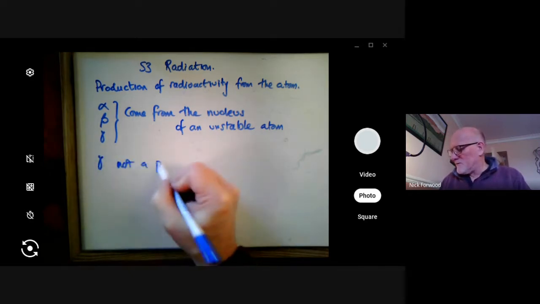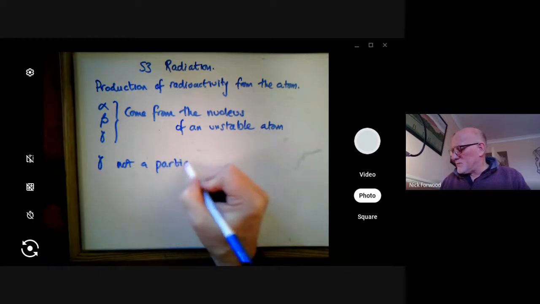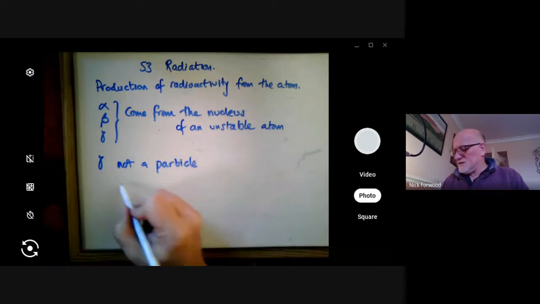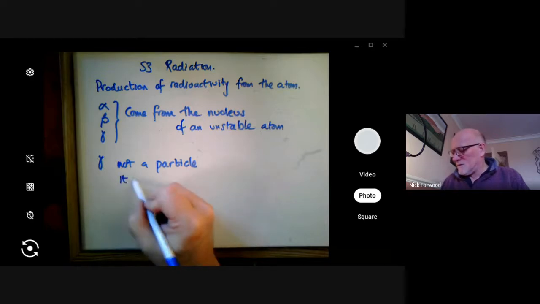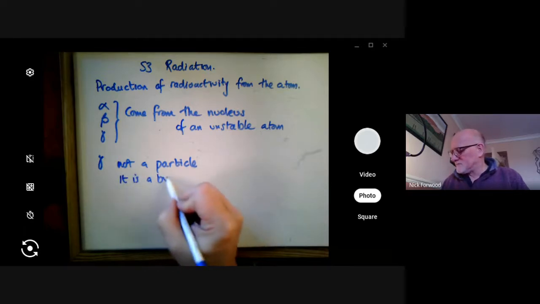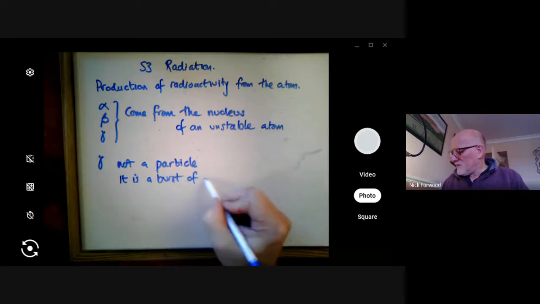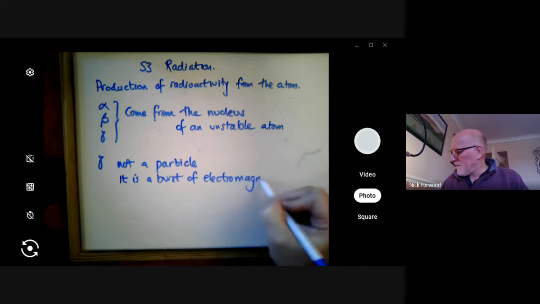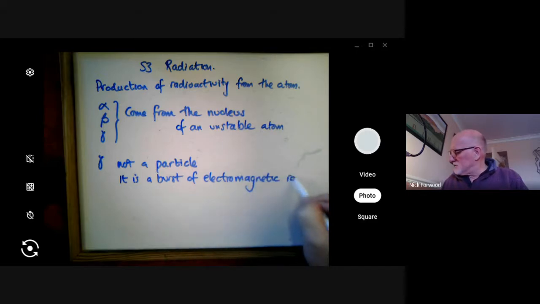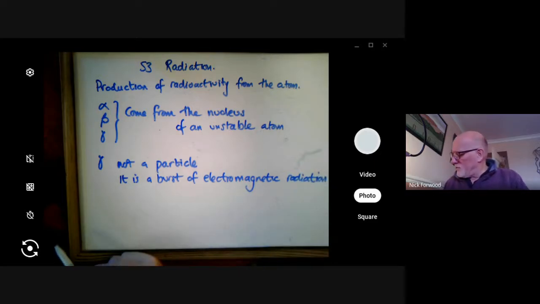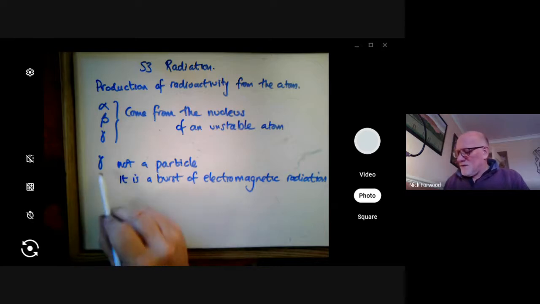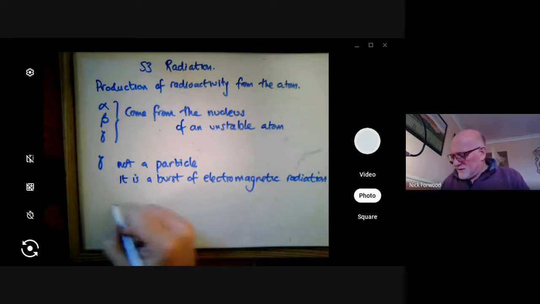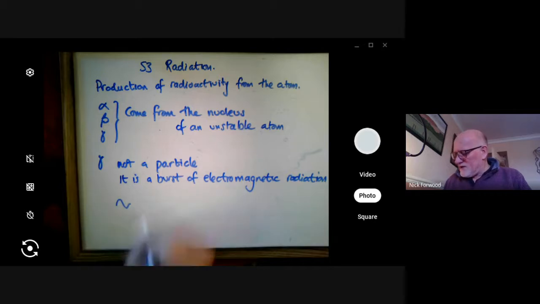Unlike alpha and beta, gamma is not a particle. What is it? It is a burst of electromagnetic radiation. And we've done loads already about electromagnetic waves. So a gamma thing is a little wave of energy that comes out of the nucleus.